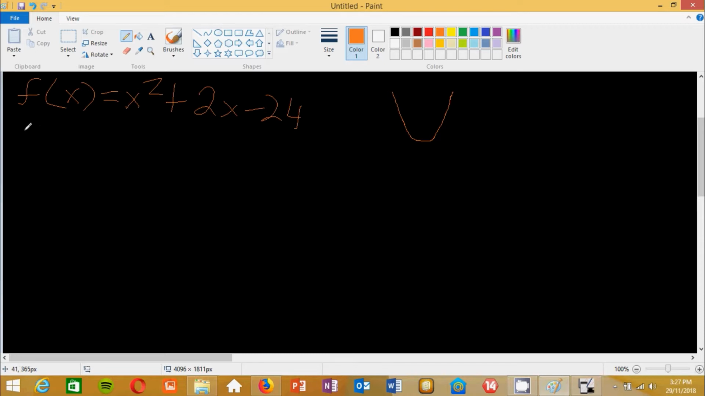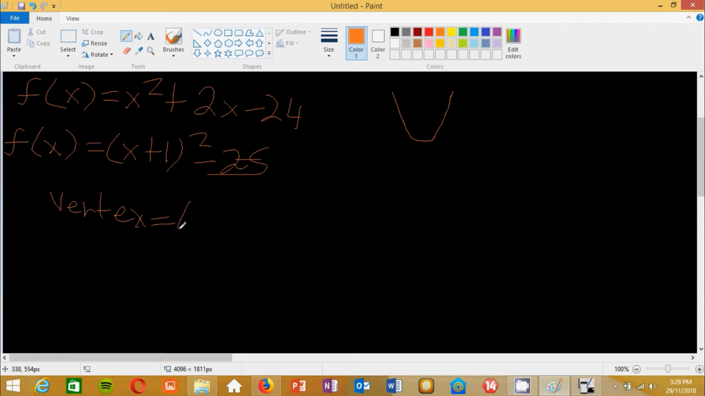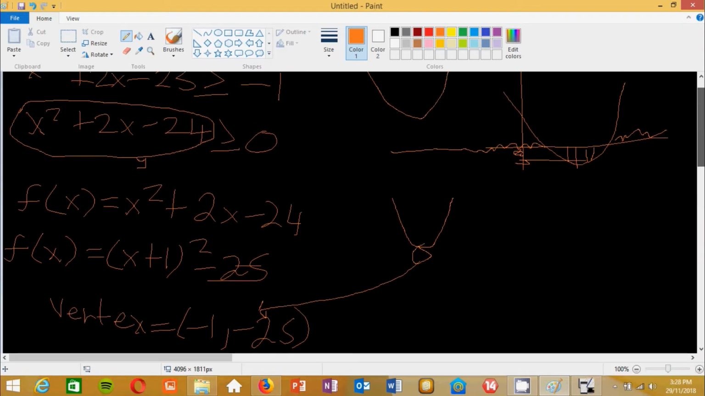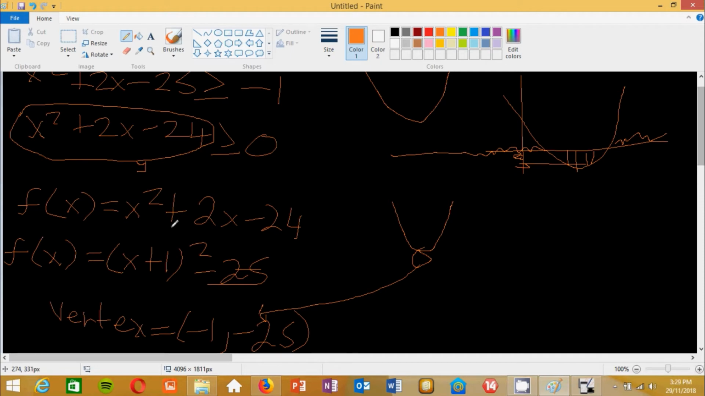So if I complete the square for this, I will get f of x is equal to (x + 1)² - 25. So what that tells me is that the vertex of the graph is going to be equal to (-1, -25). So basically, our graph is going to look like this, and this minimum point here is going to be this (-1, -25).